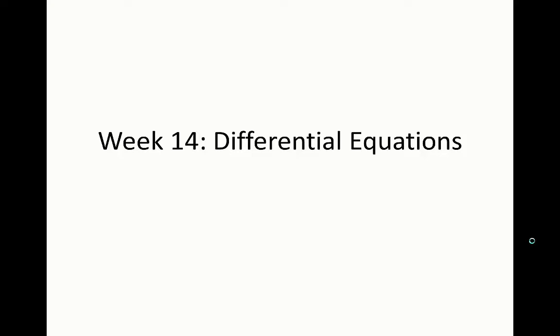Welcome to week 14. We're going to be continuing our discussion of differential equations. This week we're going to focus on linear first-order differential equations. So to start with, let's look at what that means.